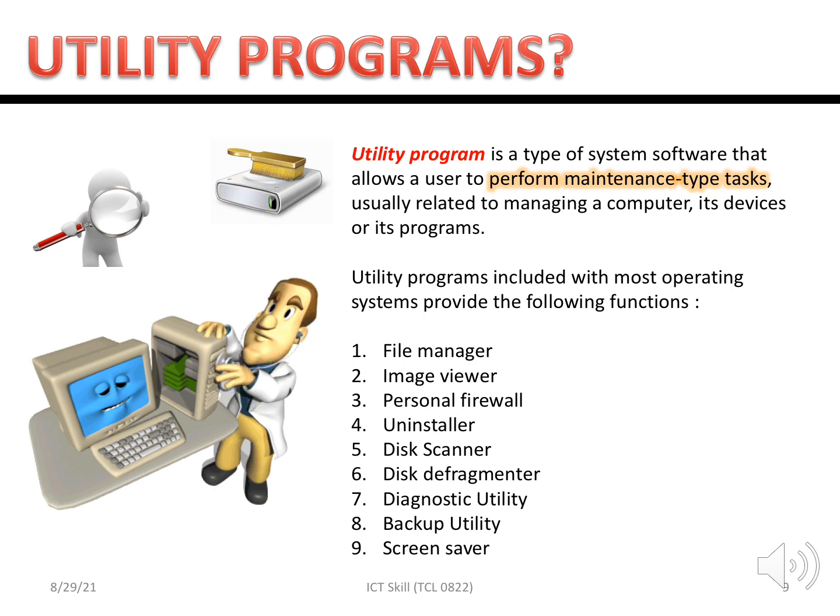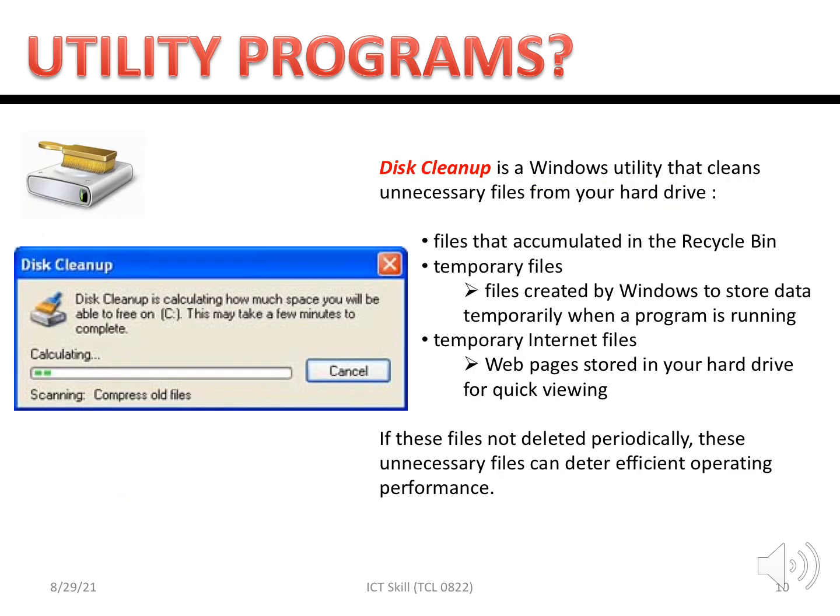And for this, I would like to explain with examples. There are 2 examples of utility programs, which are disk cleanup and disk defragmenter. Actually, there are so many types of utility programs which you can download from the internet, especially for your smartphone, and some are provided by Windows, such as disk cleanup and defragmenter. I would like to explain the first one, which is disk cleanup. So what is disk cleanup? Disk cleanup is a Windows utility that cleans the unnecessary files from your hard drive.